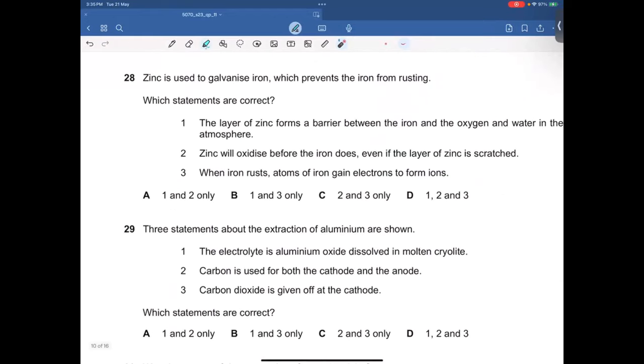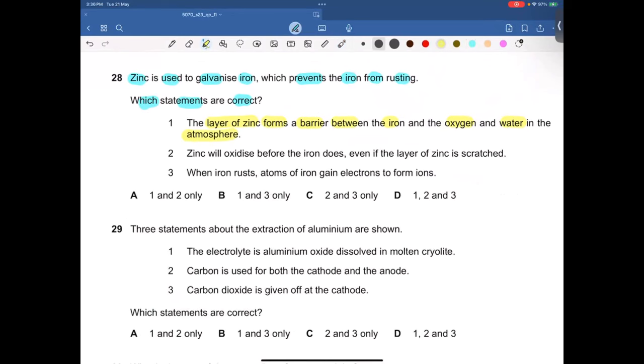28. Zinc is used to galvanize iron, which prevents the iron from rusting. Which statements are correct? The layer of zinc forms a barrier between iron and oxygen and water in the atmosphere. And that's the right statement because that's called sacrificial protection, because zinc is more reactive, so it will oxidize preferentially as compared to iron if oxygen and water is there in the atmosphere. So first statement is right.